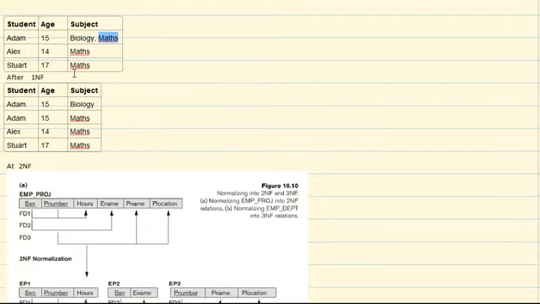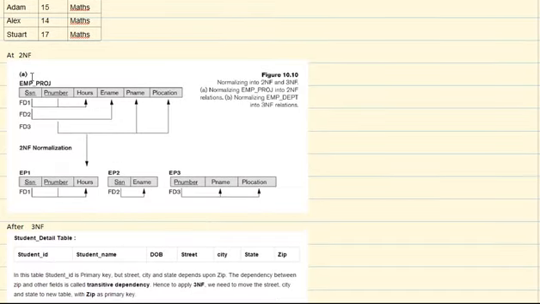So we separate them out and put them in a separate table. So Adam 15 will be written twice, with the subject different, but it's separated out. So this is just 1NF. This is a simple form, and this is essentially how you apply 1NF normalization.